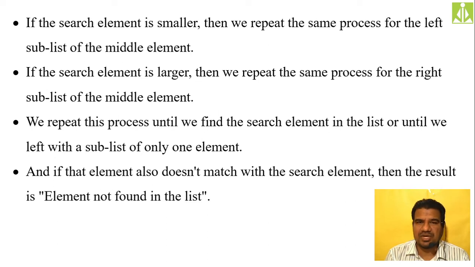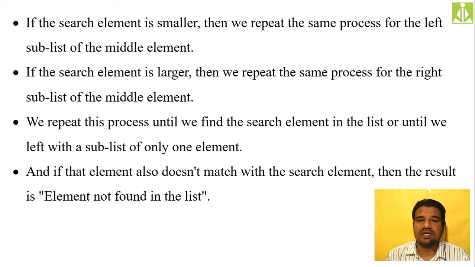If it is matching, we print that the element is found inside the list. And if it doesn't match, we again do the comparison. We check whether the key value is greater or smaller than the element at the mid location. If it is greater, we go with the second half. If it is lesser, we go with the first half, likewise.